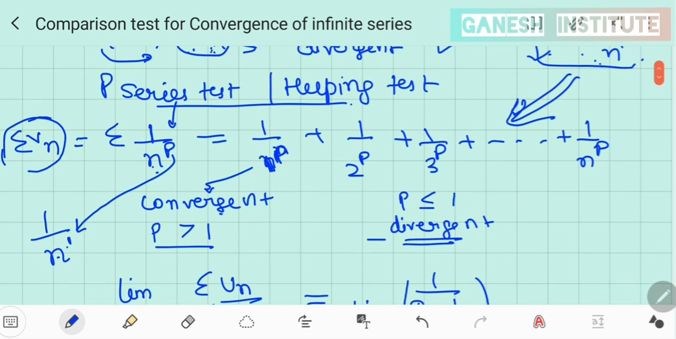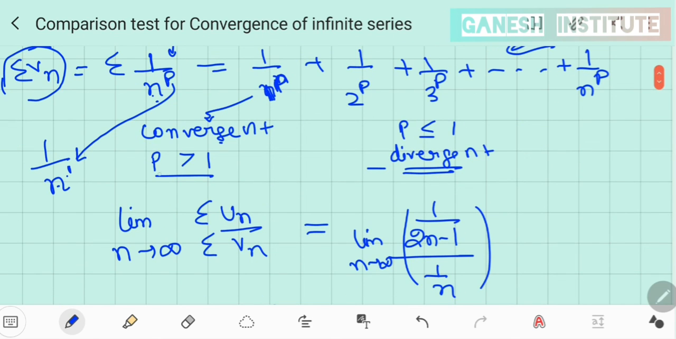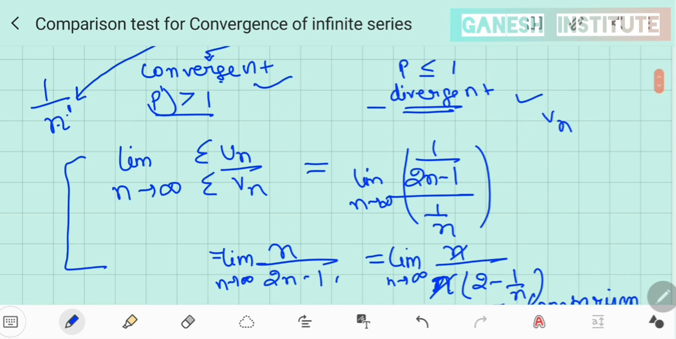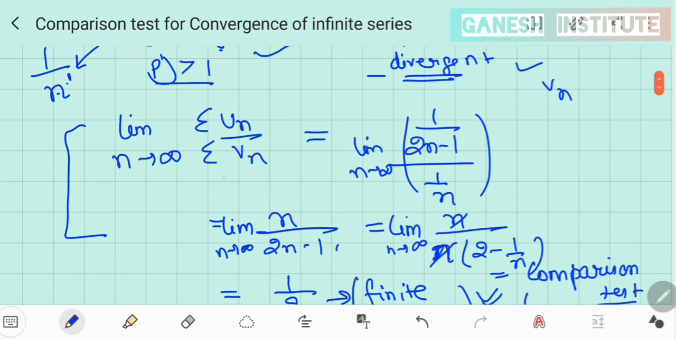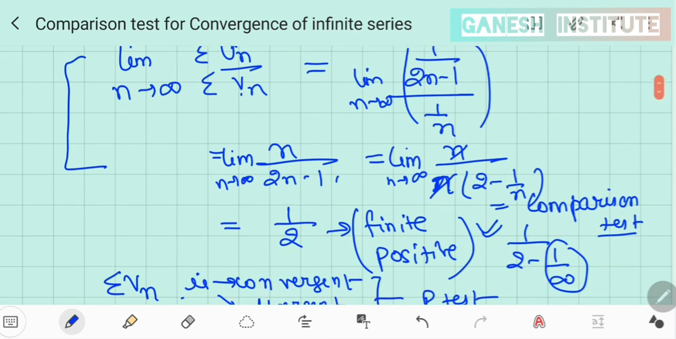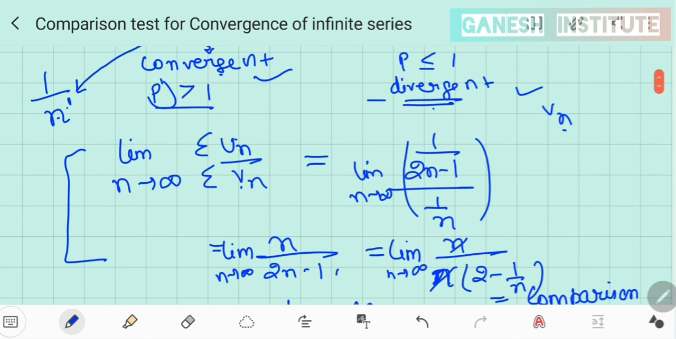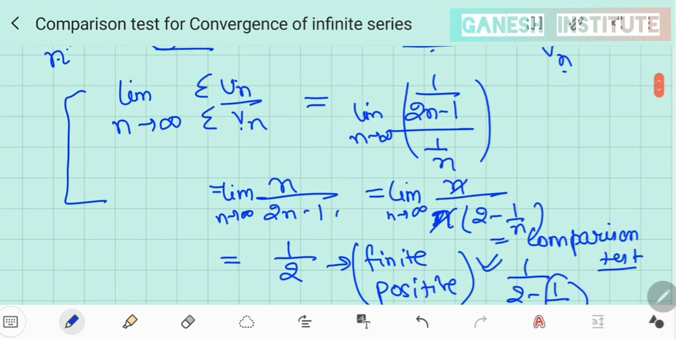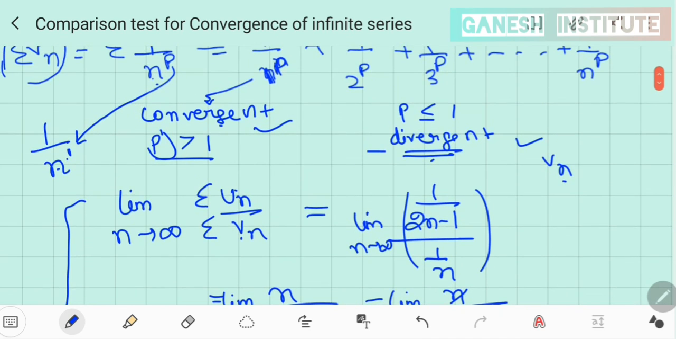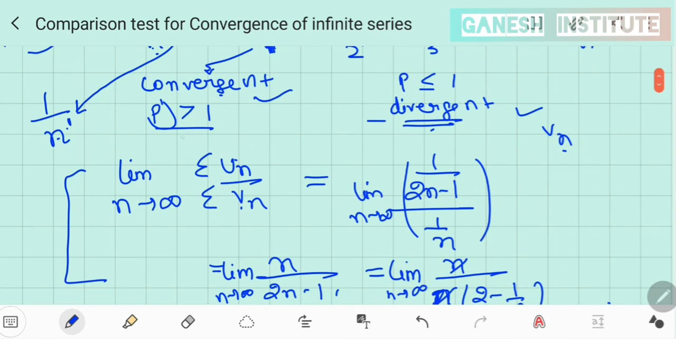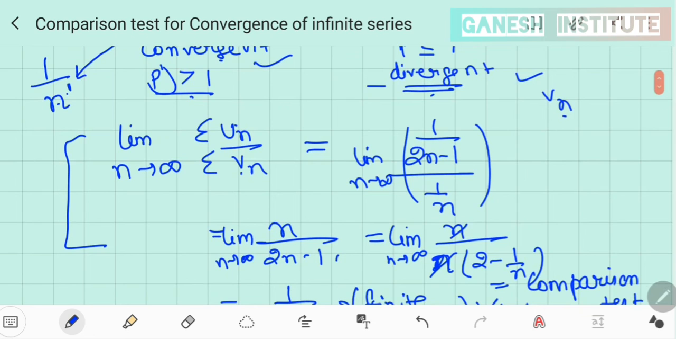Once you found out that it is convergent or divergent, then you know that Vn is in between these two. But then you have to find out whether the comparison test is valid or not. The comparison test will only be valid if the summation of Un by Vn comes out finite and positive. If it comes out finite and positive and your Vn is divergent, then your Un will also be divergent. If it comes out finite and positive and your Vn is convergent, then your Un will also be convergent.